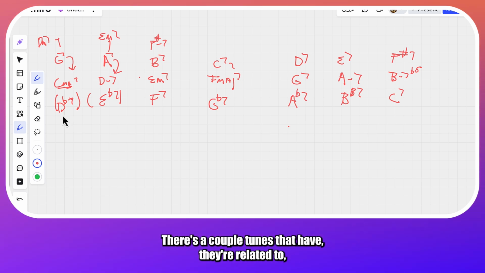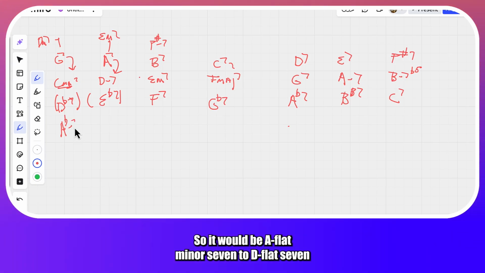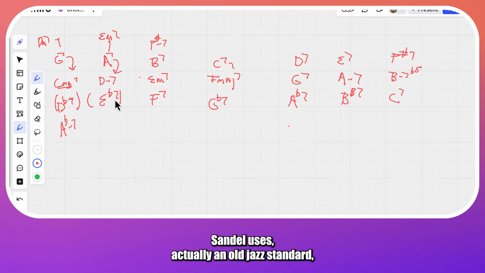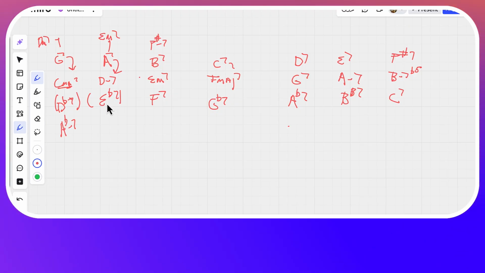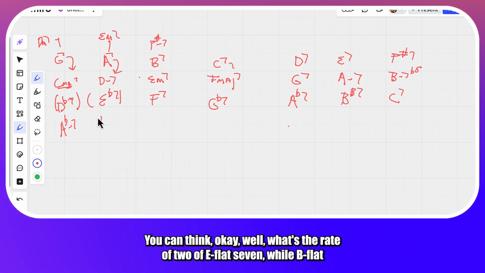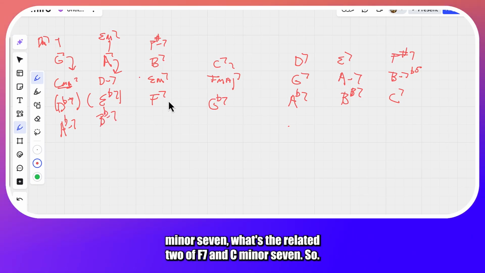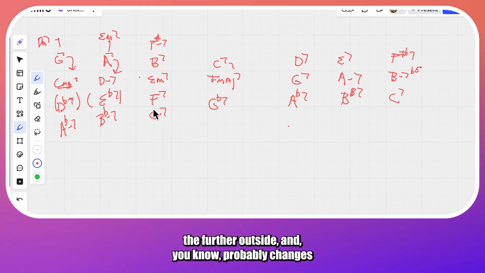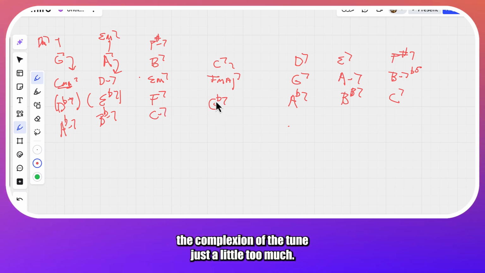There's a couple tunes that have the related 2, but you could put the related 2 of D flat 7 in front of that if you want to get a little bit more outside. So it would be A flat minor 7 to D flat 7 to C flat major 7. It happens in a tune. Satin Doll uses that, actually, an old jazz standard. So you can do stuff like that. You can think, okay, well, what's the related 2 of E flat 7? Well, B flat minor 7. What's the related 2 of F7? C minor 7. But the farther and farther you get away from the diatonic harmony, the further outside, and it probably changes the complexion of the tune just a little too much.